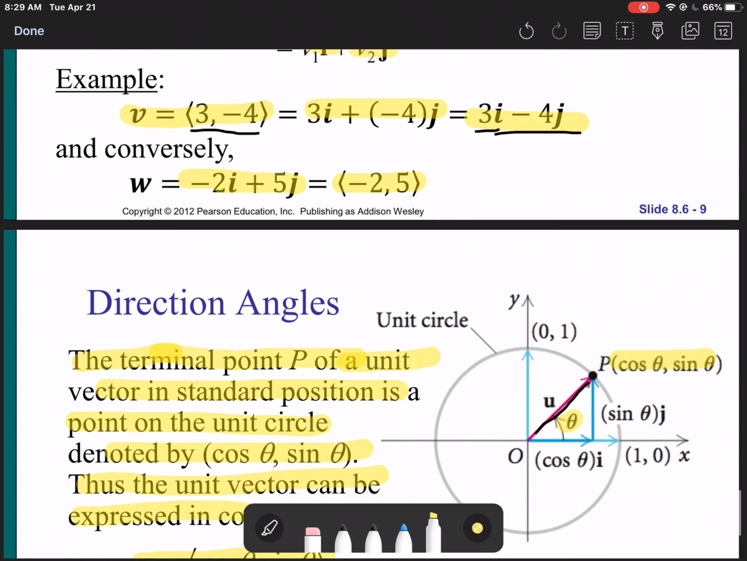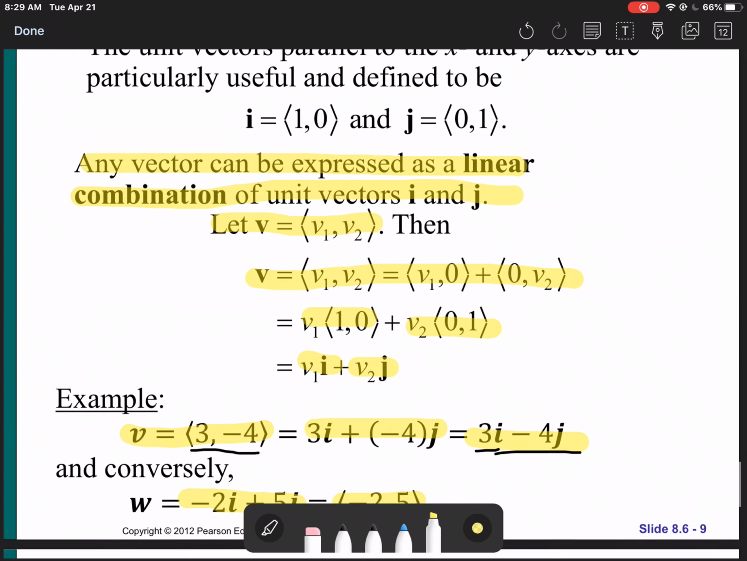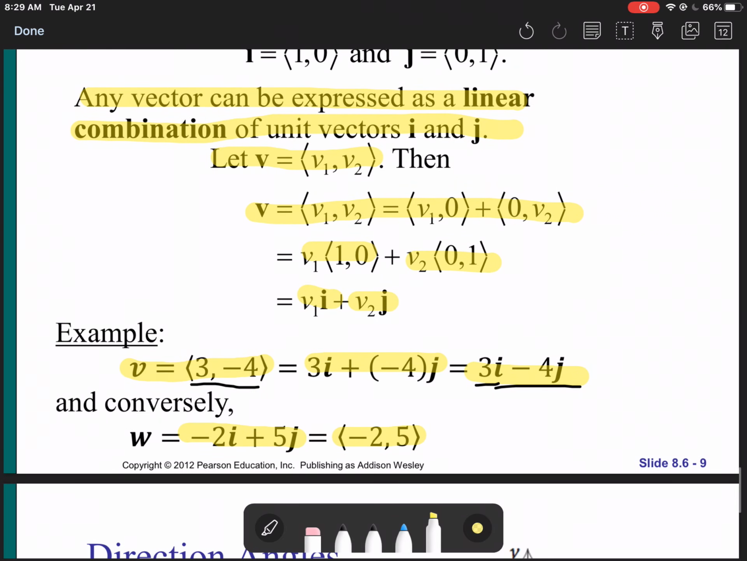But I am interested in these different forms of the vector, where we can take a vector, write it in component form, or write it as that linear combination of the unit vectors i and j. So that's where we're going to stop in section 8.6.